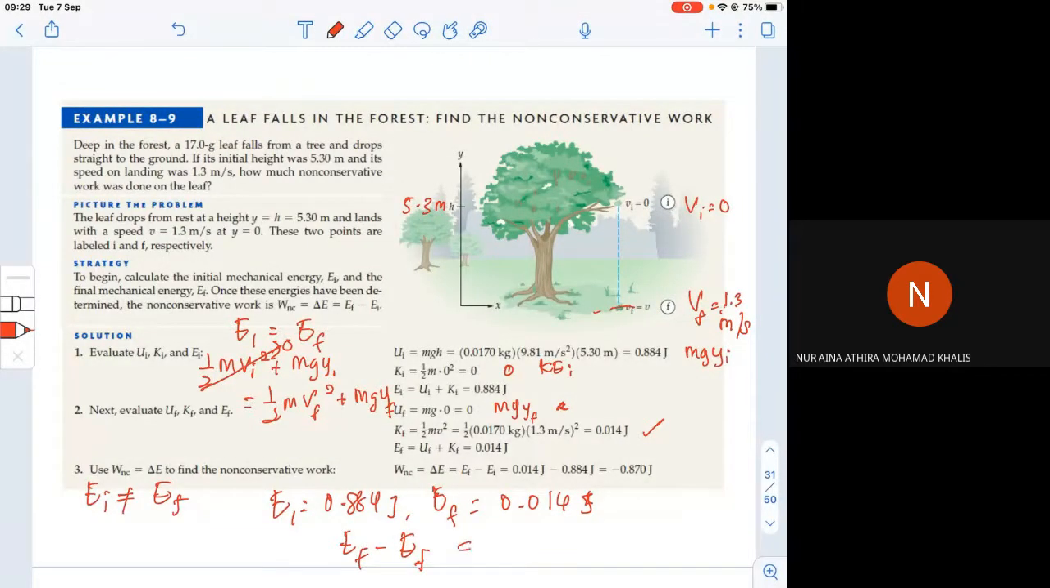Okay, so you will get 0.014 minus 0.884, so it becomes negative 0.87 joule. So this is our non-conservative work. The value for non-conservative work is negative. We are saying that here.